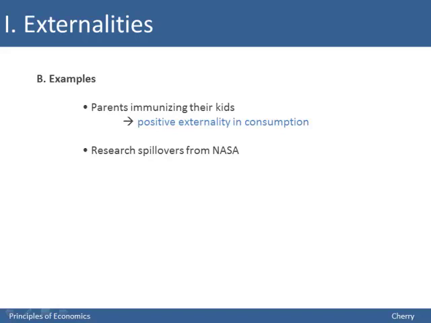Another example is research spillovers. Research is a production activity in the sense of you're generating new knowledge. Now, NASA or a firm engaging in research is doing so because it's going to benefit them. But by generating new knowledge and new understandings, that's going to spill over and have positive effects on other people that learn this new knowledge. So in this sense, you have a positive externality in production. Research is a production activity. It's generating new knowledge, and it's going to have a positive effect on bystanders.